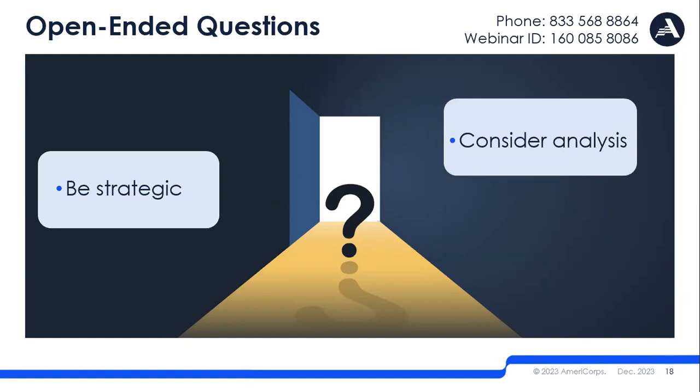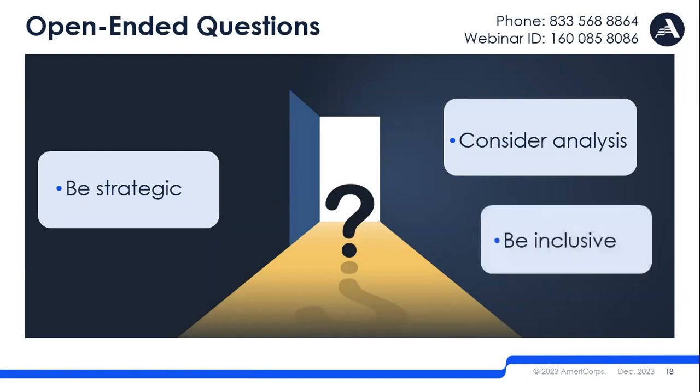As you're deciding what questions to include, consider how you're going to analyze the responses. This will help you craft the right questions. And then finally, consider inclusion and accessibility. Make sure that all of your survey respondents will be able to fully engage with an open-ended question.